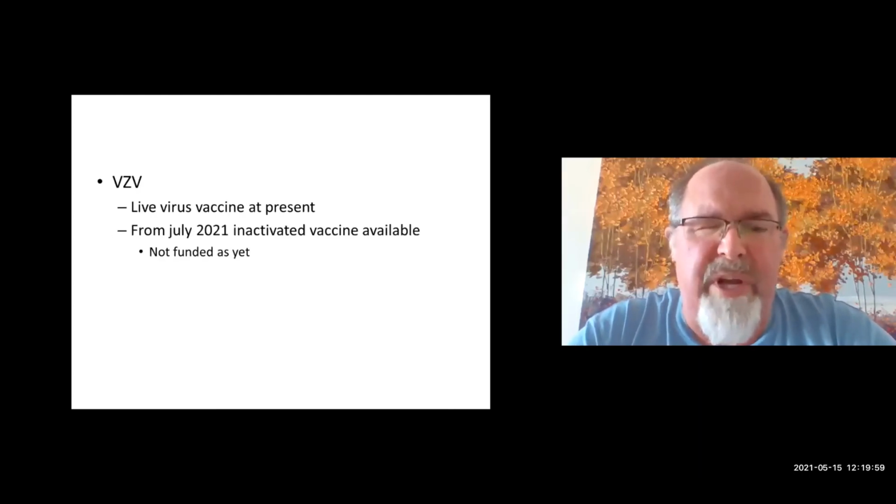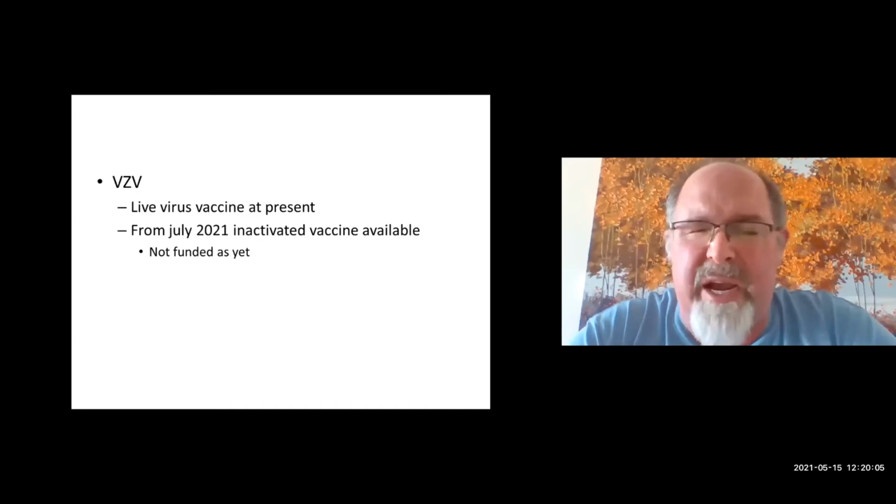One thing with varicella or shingles is that at present we have a live virus vaccine in Australia, which essentially rules out all people who are on steroids at doses above 10 milligrams and any other drug. Luckily, from July 2021, only 2 months away, we'll have an inactivated vaccine available. Unfortunately, this is not going to be funded as yet. It will almost certainly come into funding in the standard vaccine schedule, but it is at least available.